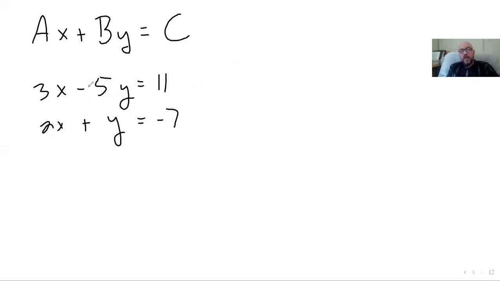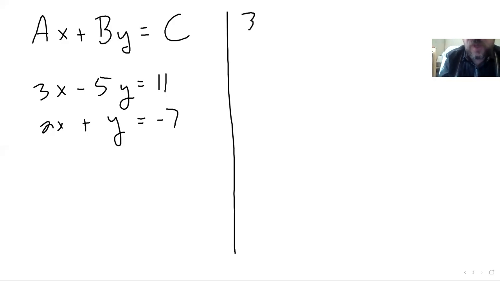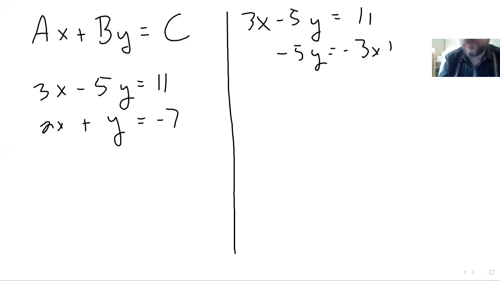Now, I have no idea what the solution to this system is. It's probably some terrible fraction, and I'm not even going to worry about it. All I'm going to do right now is graph the lines and get an estimate and identify how many solutions there are. So the way I'm going to graph the lines, I'm going to turn these both into slope-intercept form, right? So we'll just do it. So we've got 3x minus 5y equals 11. I will subtract the 3x over. And then I will divide by -5.